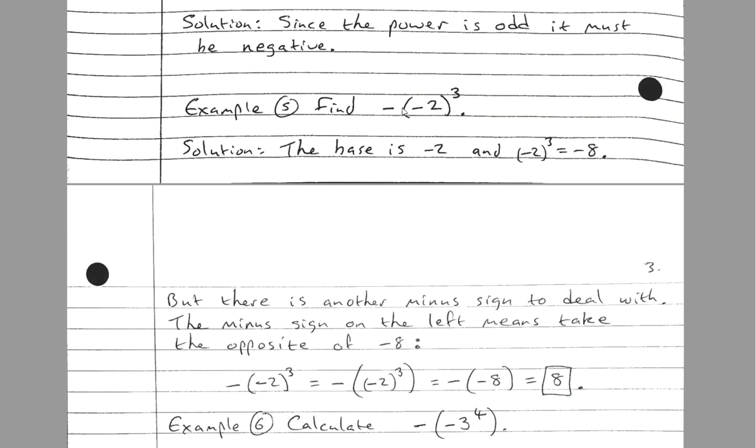Okay, I hope you're getting used to these. So again, this is the opposite. If you read it, the opposite of negative 2 cubed. Negative 2 cubed is negative 8. So we need the opposite of negative 8. That's positive 8.